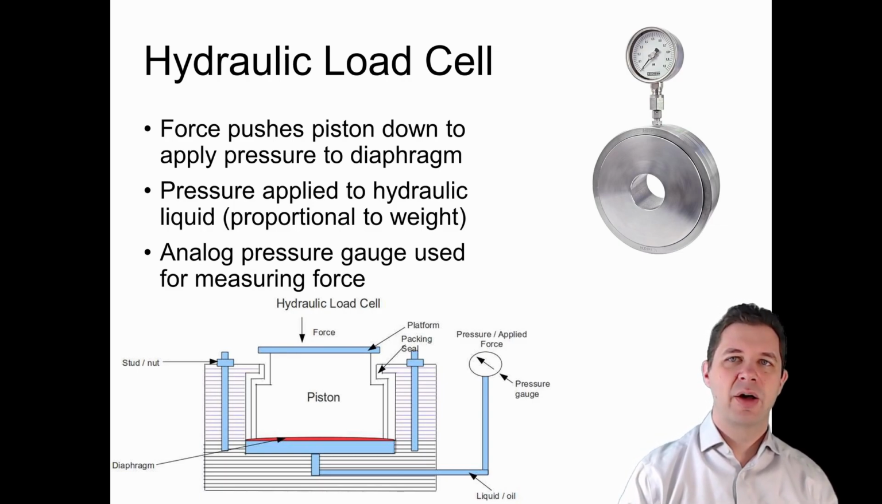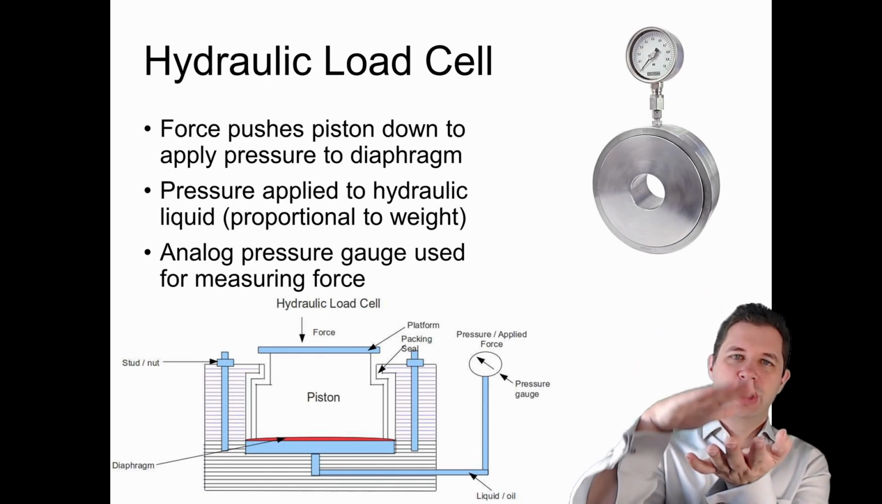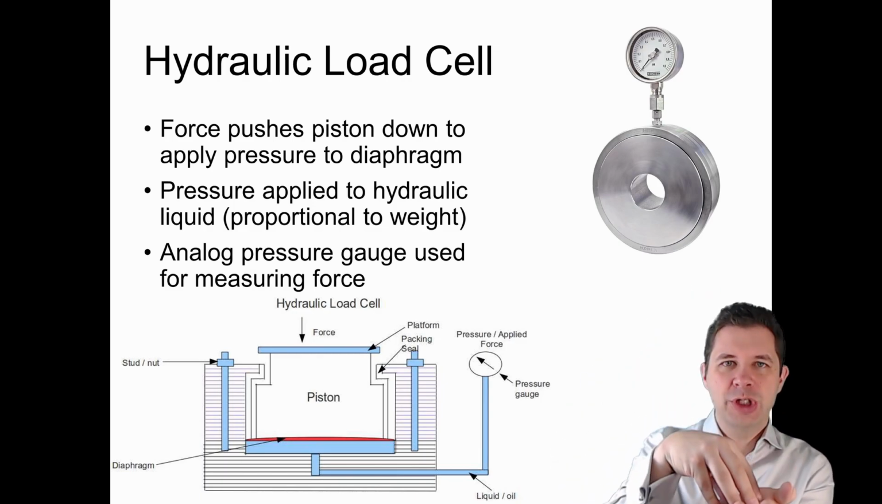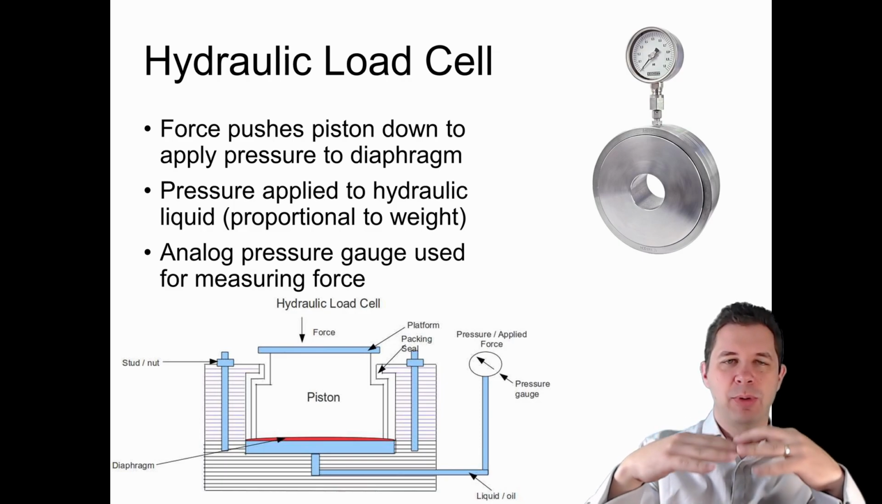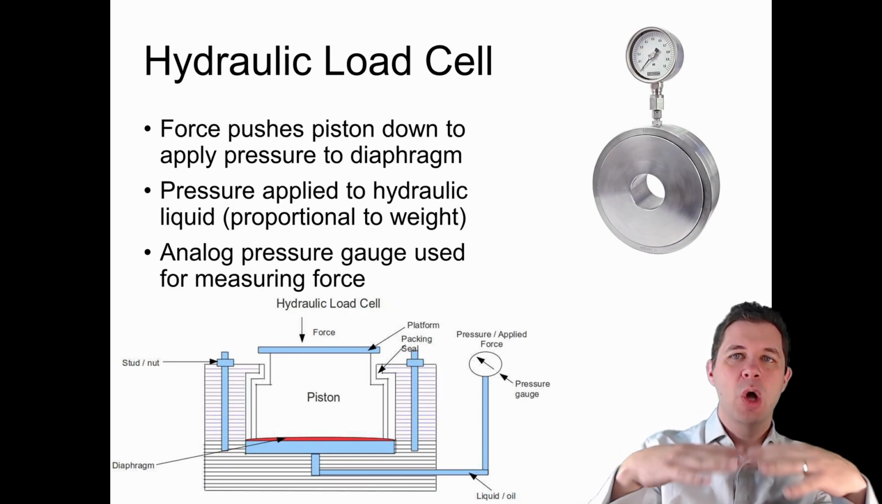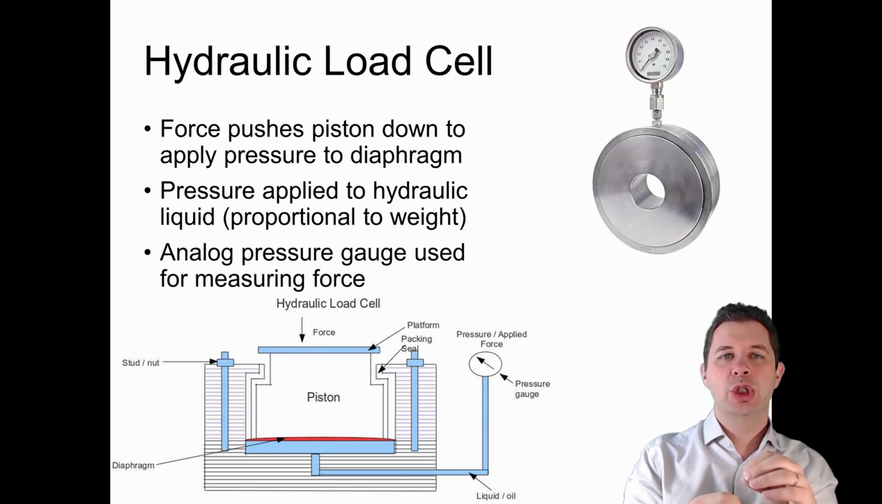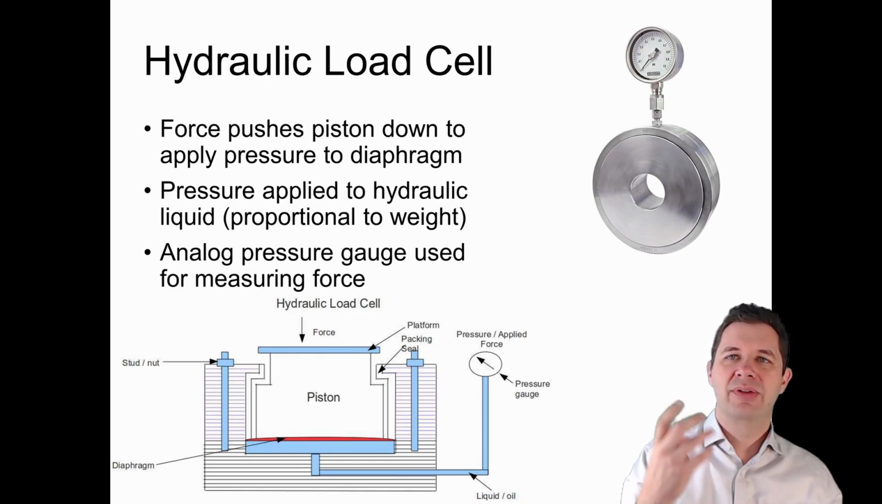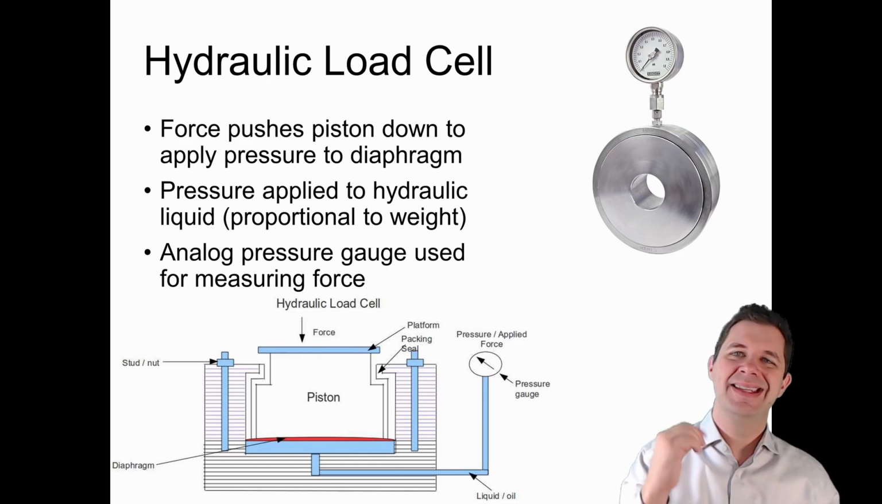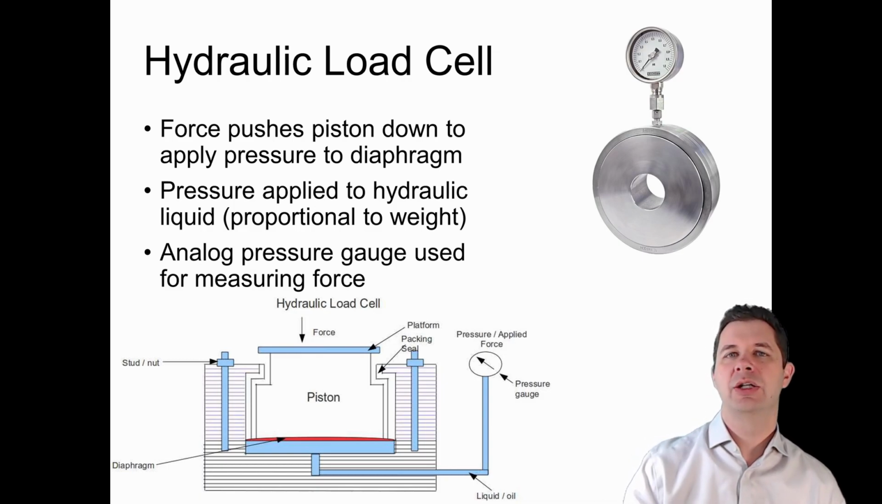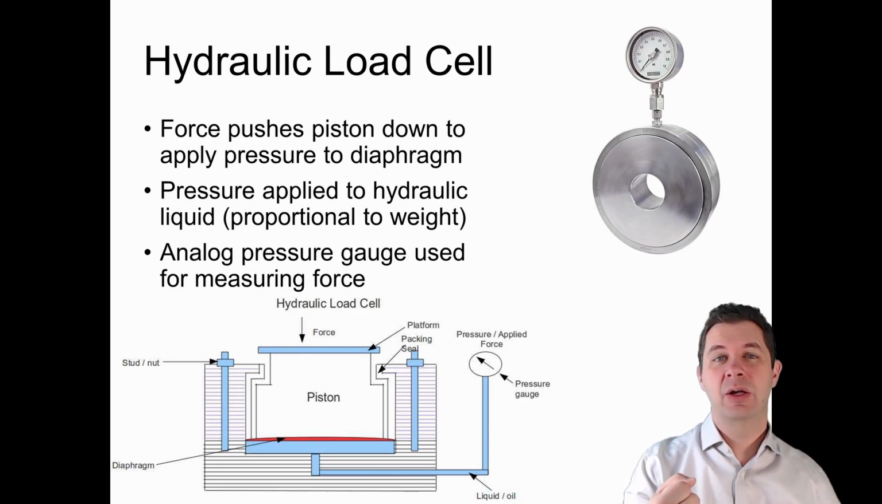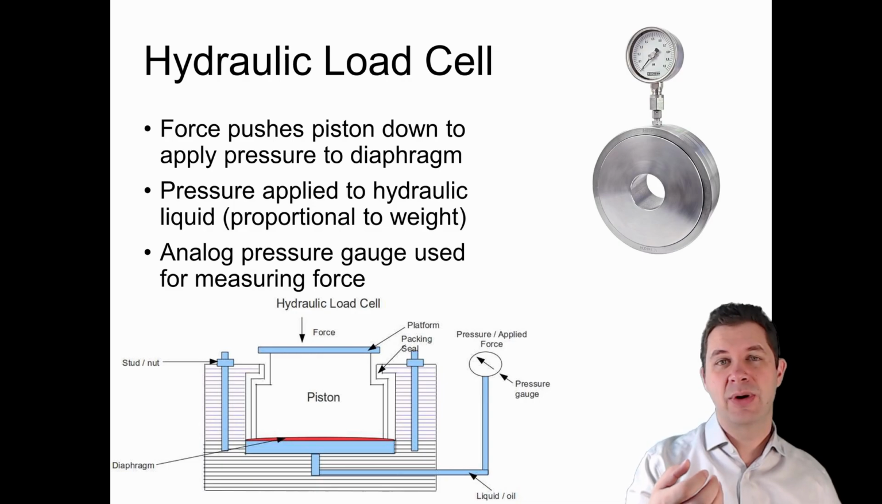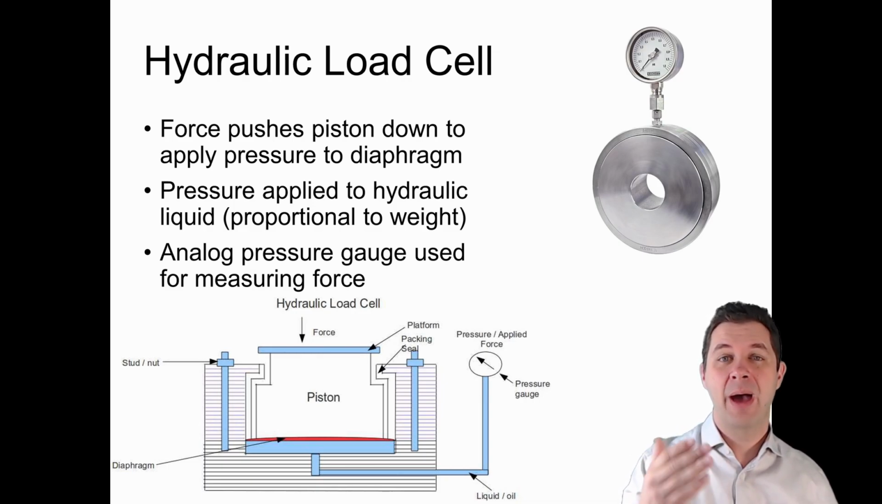Our hydraulic load cells essentially have a force that's pushing down from above that pushes against a piston, and that piston applies pressure to a diaphragm. And that diaphragm, based on how much force is applied, changes the amount of pressure in the liquid that's below. Now, we put a pressure gauge in there, in this case an analog pressure gauge, but it could be a digital pressure gauge, in line with that liquid, and we can measure the change in pressure of that liquid. And as that liquid changes in its pressure, we can infer how much force has been applied to cause that change in pressure of the liquid.